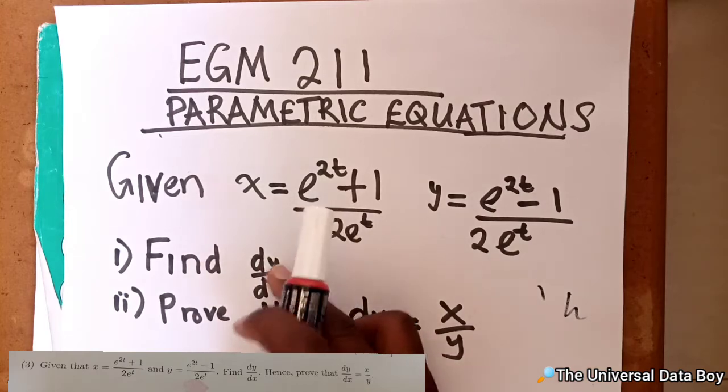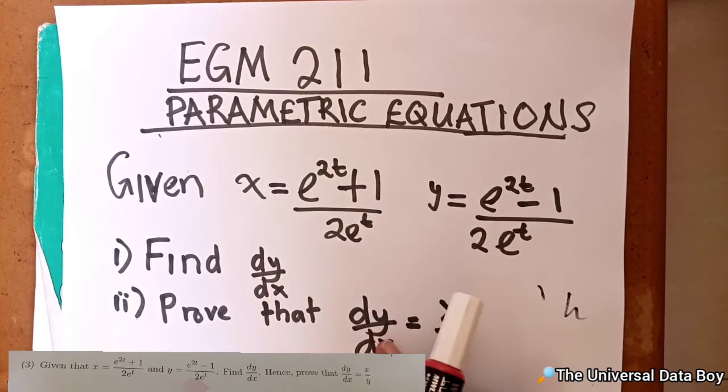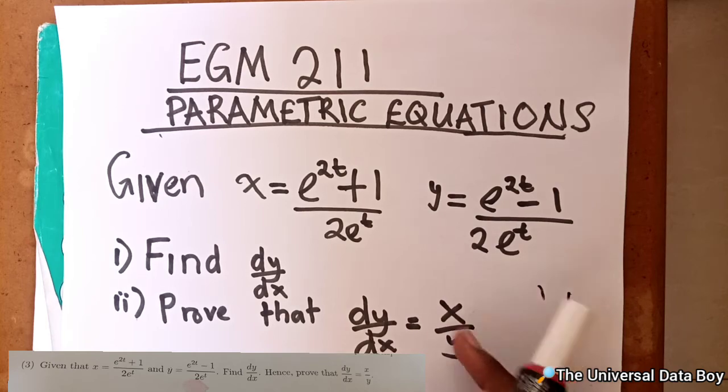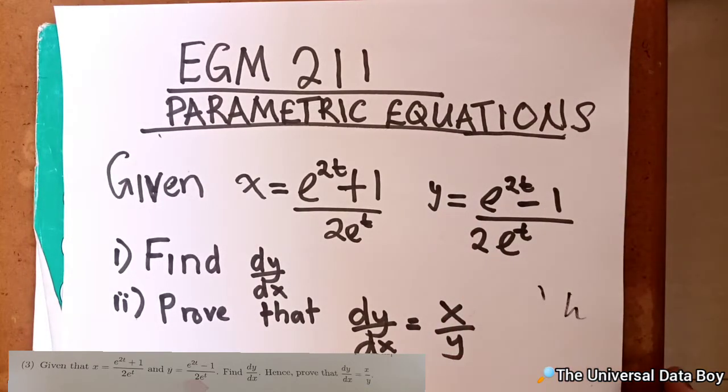So now we're being told to find dy by dx, and then we're going to prove that dy by dx is equal to x over y. So I've got our x over y, and so now we're going to start.